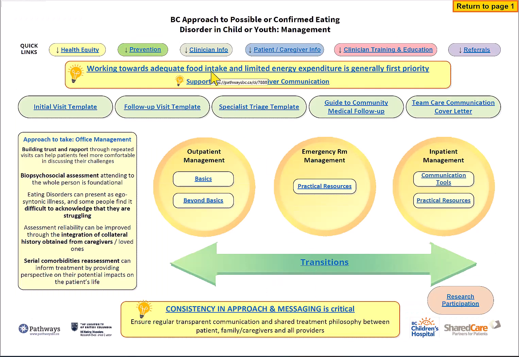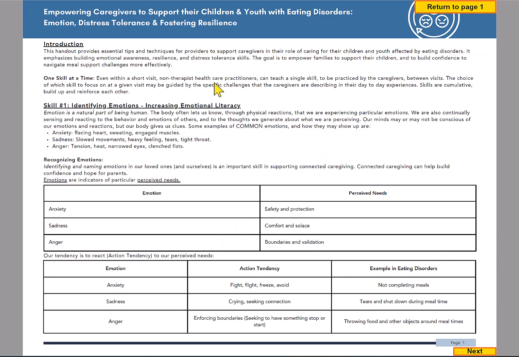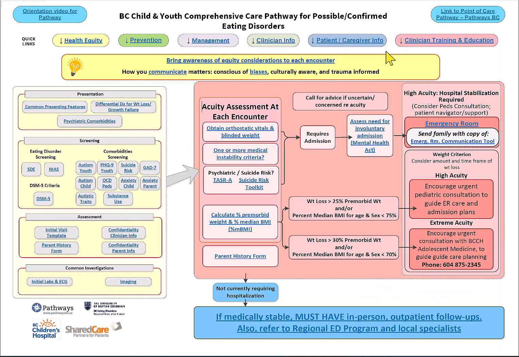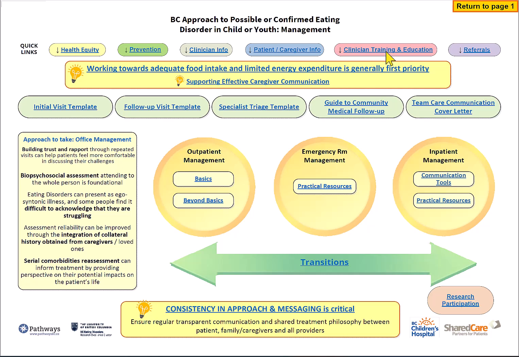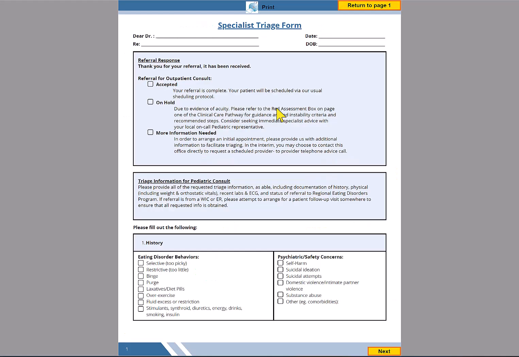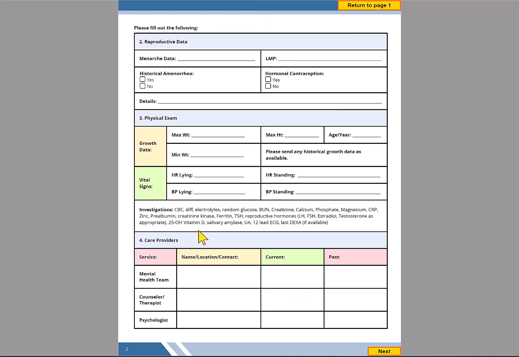There's other information on menus and food intake, as well as templates for the initial visit, follow-up visit templates, specialist triage templates, a guide to community medical follow-up, and a team care communication cover letter. When we look at the specialist triage template, it has information helpful for the specialist to be able to triage the patient and record the referral process.